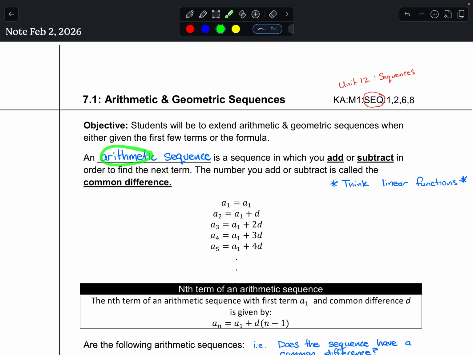And a sequence is arithmetic if to get from each term to the next, you're going to add or subtract the same number. Add or subtract what we call a common difference. And we're going to call that common difference D.